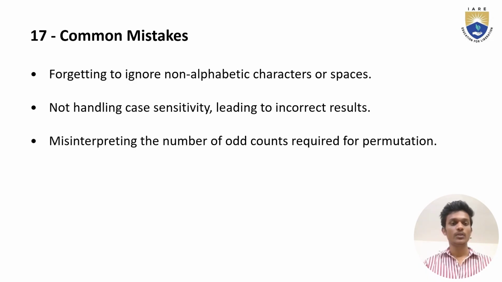Common mistakes we do: forgetting to ignore non alphabetic characters or spaces, not handling case sensitivity, leading to incorrect results, misinterpreting the number of odd counts required for permutations. These are the common mistakes we do.